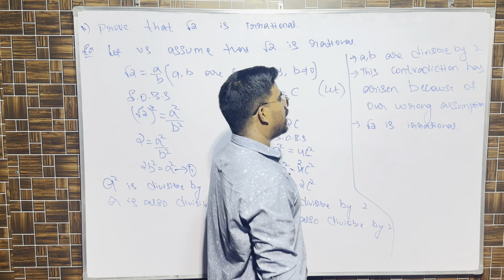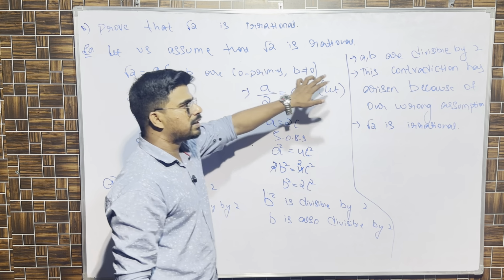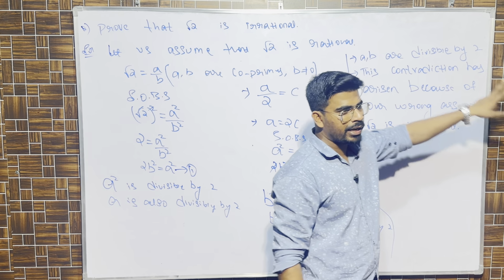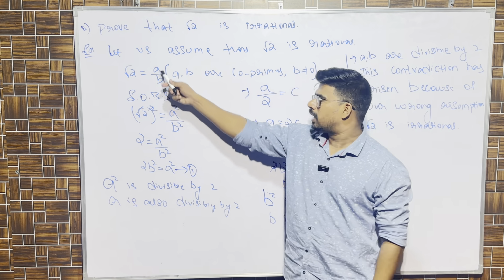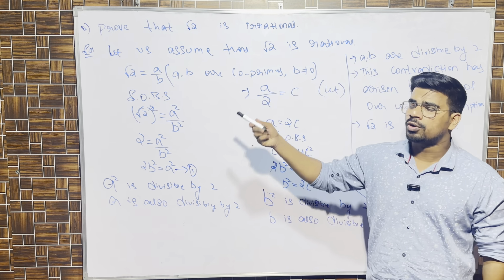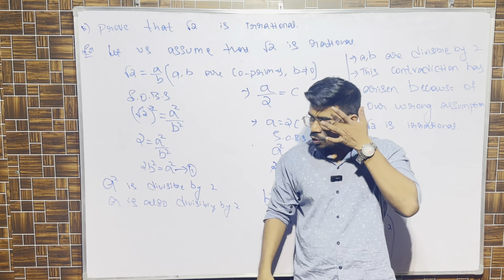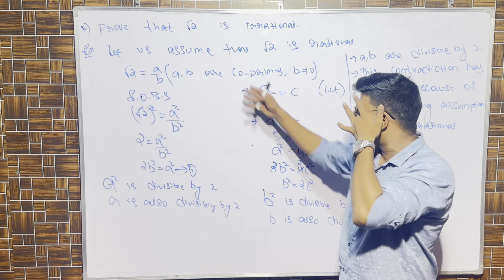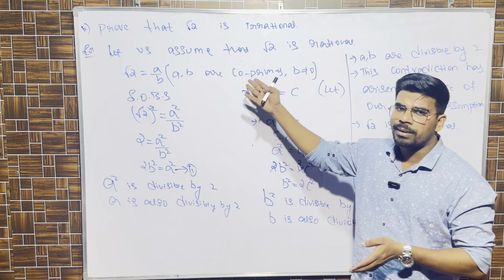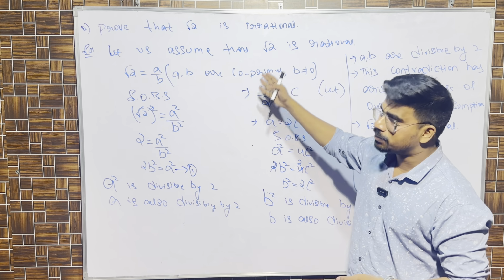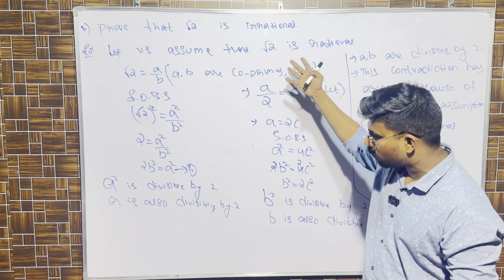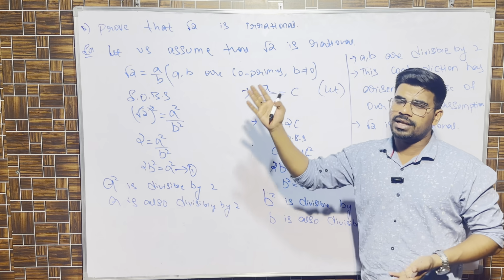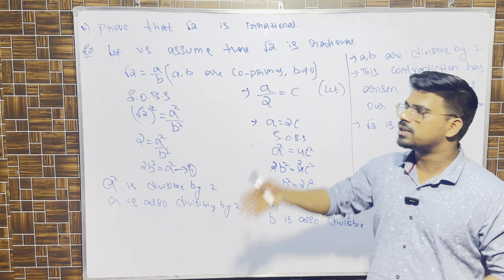What did I write? A comma b are divisible by 2. If they both are divisible by 2, what will we consider? A comma b should be coprime. What did I say about coprimes? Coprimes are not supposed to be divisible by the same number, but now they are divisible by the same number. That means there are no more coprimes. That means our assumption is wrong. Our assumption was they were rational. We considered that the numbers are rational, but that is wrong, which means the numbers are irrational.